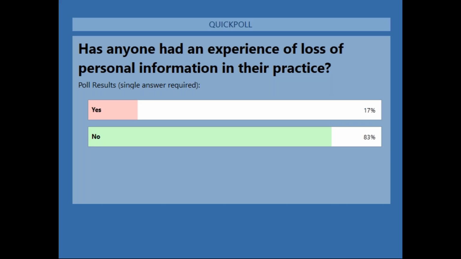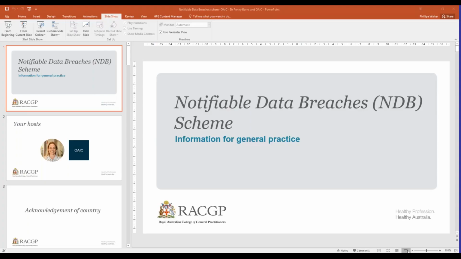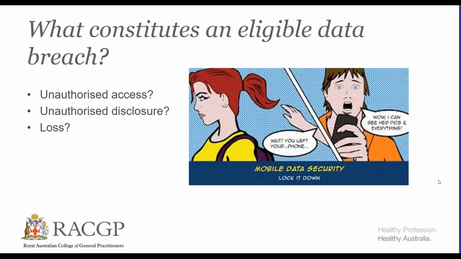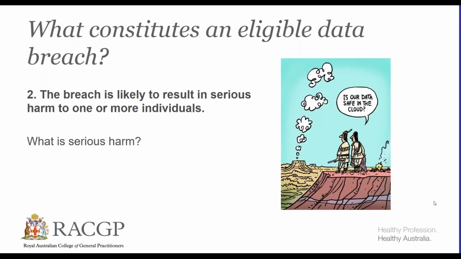Okay, great. What I might turn to now then is the second criteria that we have to look at when determining whether a data breach is notifiable. And that's whether the data breach is likely to result in serious harm to one or more individuals whose personal information is involved in the data breach.